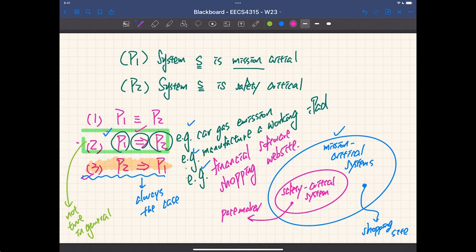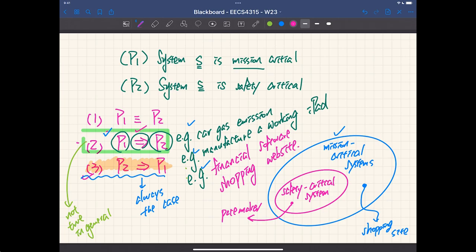Is it so the failure of the safety critical system has to immediately result in like the loss of life, or is it like a downstream? It's a very good question. I would say as long as you can argue that if the system failed, it's almost certain some human lives will be compromised at some point later, soon, then you can say that's safety critical.